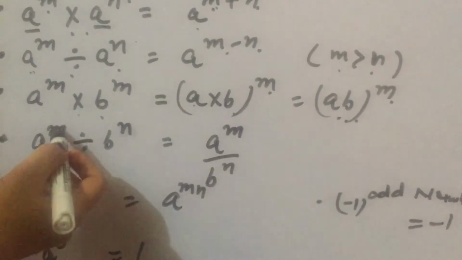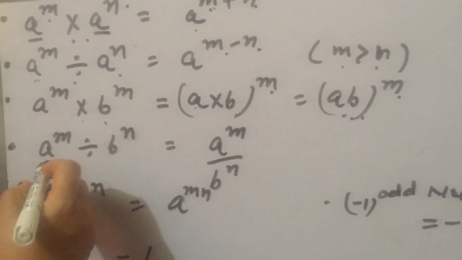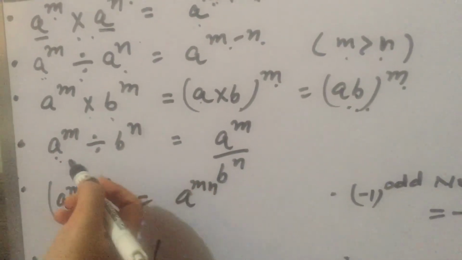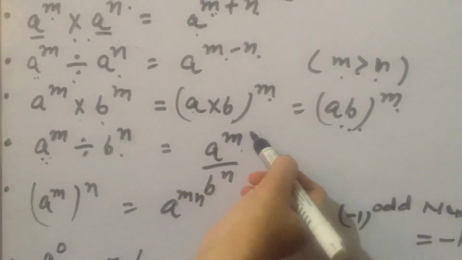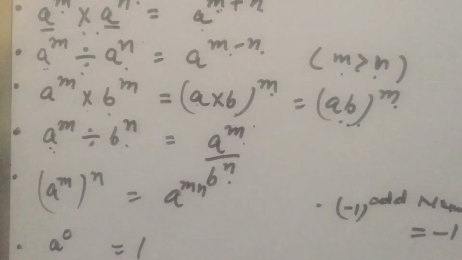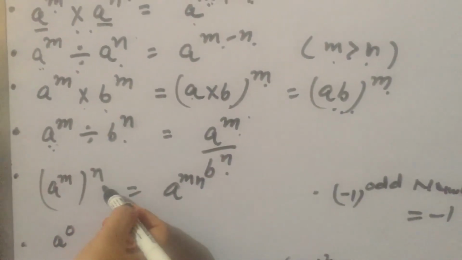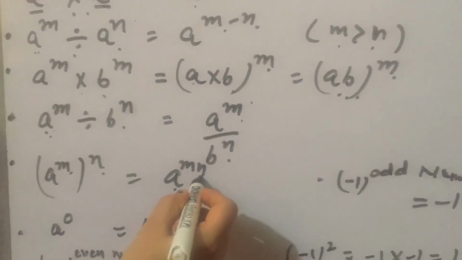Next is a raised to power m divided by b raised to power n. Now the base is different and the power is different, so we can write it as a raised to power m divided by b raised to power n. Next is a raised to power m whole power n. So the powers will be multiplied: a raised to power mn.